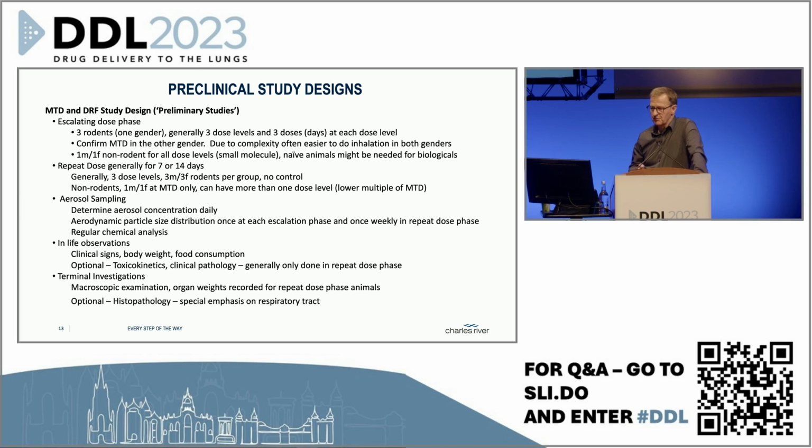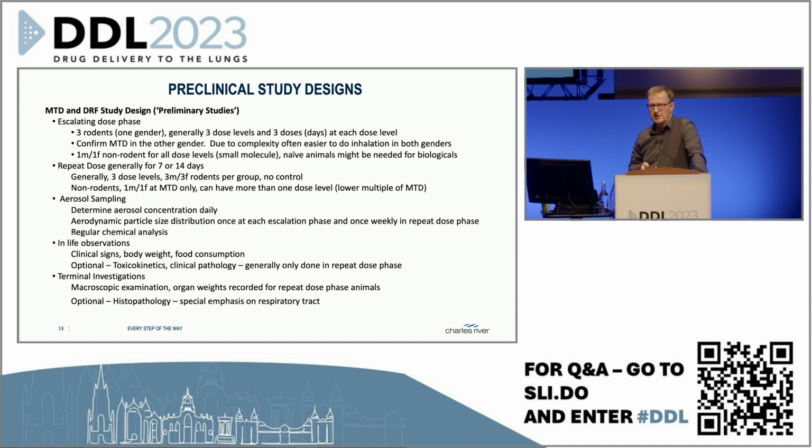So moving on to the actual preclinical study designs. Before you do your formal GLP study, you need to understand what doses you're going to select for that. And normally you would therefore run a preliminary study. Often this is called an MTD DRF study, maximum tolerated dose range finding study. And this consists of two phases, an escalating phase and a repeat dose phase. In the escalating phase for rodents, each of the escalating phases has 3 dose levels and generally dosed for 3 days at each dose level.